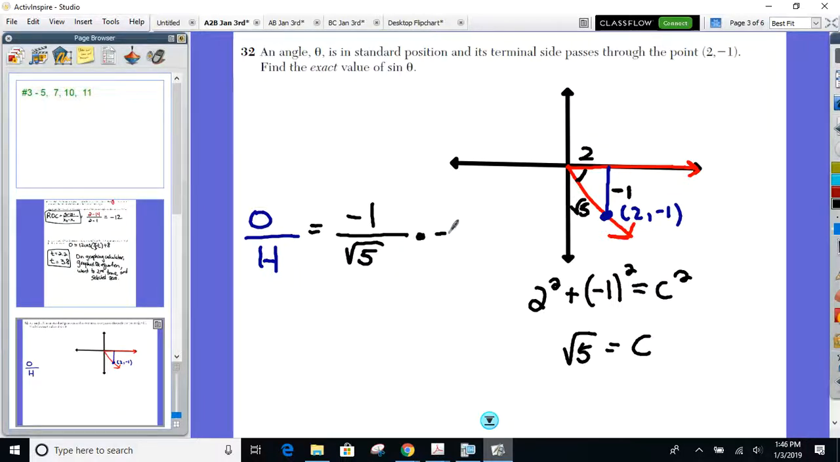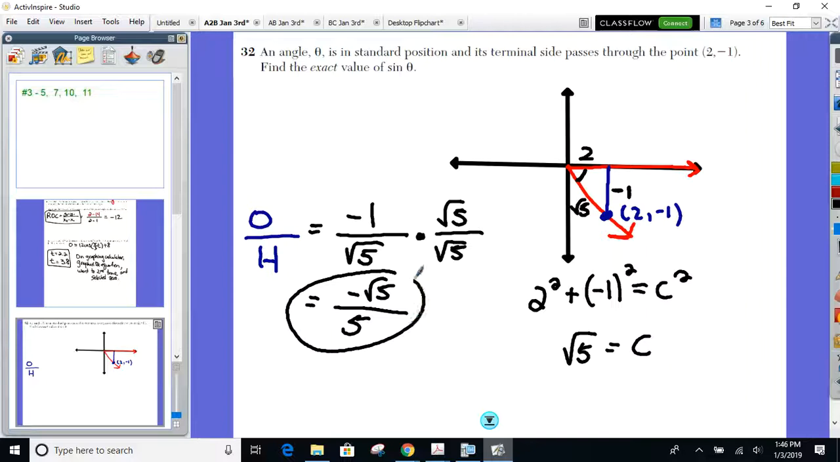How? Sorry, you guys are all business. Got to pass a Regents. Sorry, I forgot. No joking. All right, here we go. How do you get the radical out of the denominator? Multiply top and bottom. Radical 5. On top? Negative radical 5 over 5. Okay. All good.